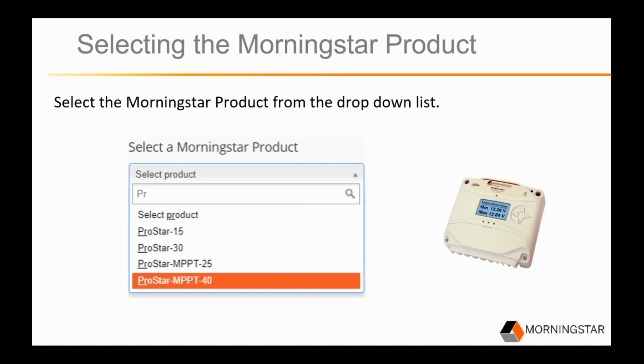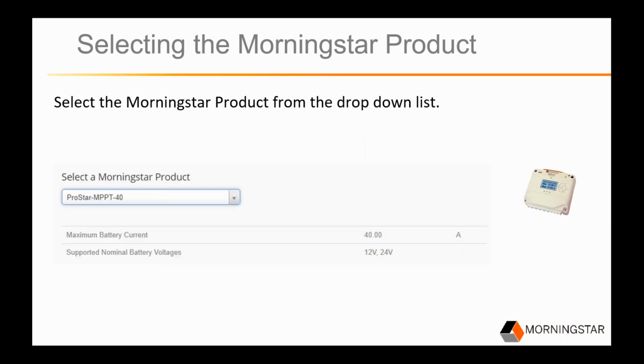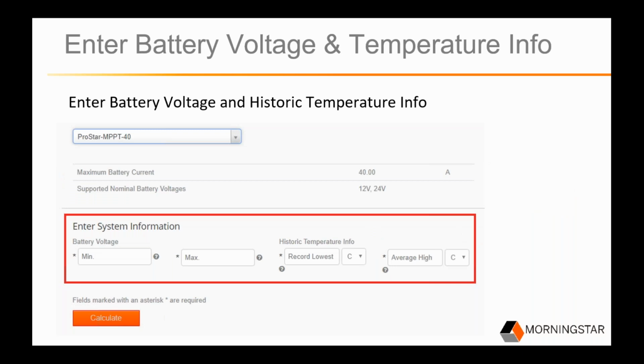Here I'm inputting the Morningstar charge controller that I've selected to use for my application. I want to use the ProStar MPPT 40 amp controller. So when I start to type ProStar, my relevant choices start to appear, and I click on the ProStar MPPT 40. Once I make my selection, I see the maximum battery current and supported nominal battery voltages that are supported by this controller. As a reminder, just in case this controller's current and voltage specs don't comport with the requirements of my off-grid system. With my charge controller selected, I then enter the battery system voltage and historical temperature data.